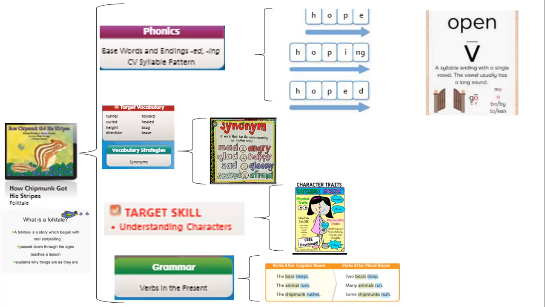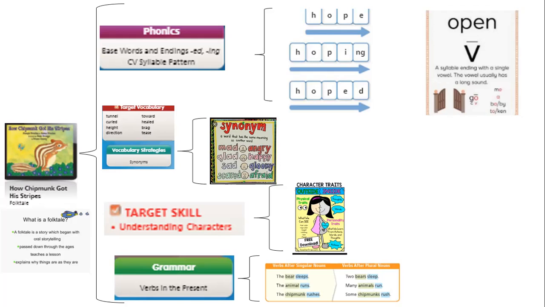Now, I want you to think these are fantasies. These are people using their imaginations to come up with why does Chipmunk have his stripes. So you'll really enjoy this. And most of the time, folk tales teach a lesson. And you will find out through your reading and listening to the story that Chipmunk does learn a very valuable lesson.